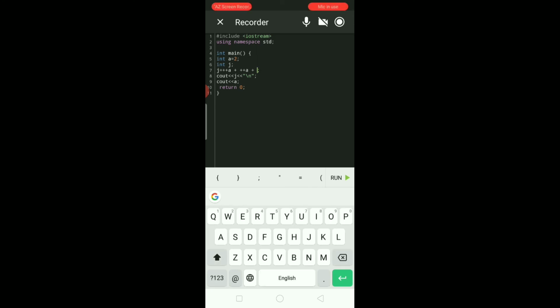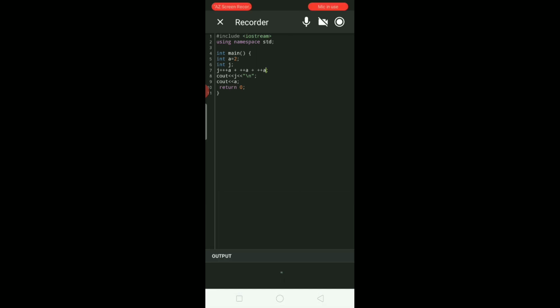Suppose I put one more prefix. Now tell me the value, guys, what will happen? What will be the value of J now? Check here, 3 incrementations of prefix, so 2 plus 3 is 5, right? So 5 plus 5 plus 5, how much? 15, and the value of A will be 5. See here, how it's becoming 13. So let's check here.